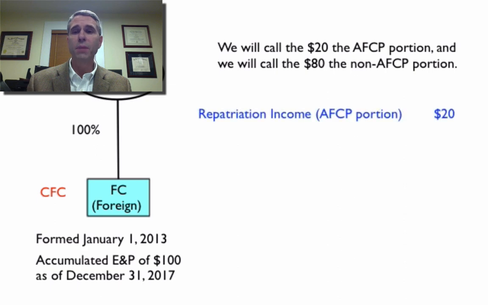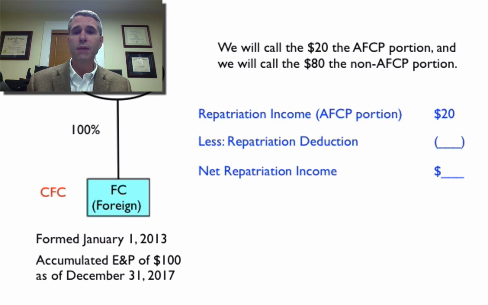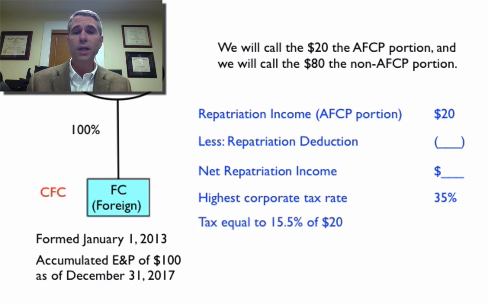Starting with the AFCP portion, the repatriation income is $20, less the repatriation deduction, which we don't yet know and have to calculate, which will give us net repatriation income, which again we don't know. We know that the highest corporate tax rate is 35%, and the tax needs to be computed with reference to that. The tax on the $20 must be equal to 15.5%, and we know that 15.5% of $20 is $3.1.